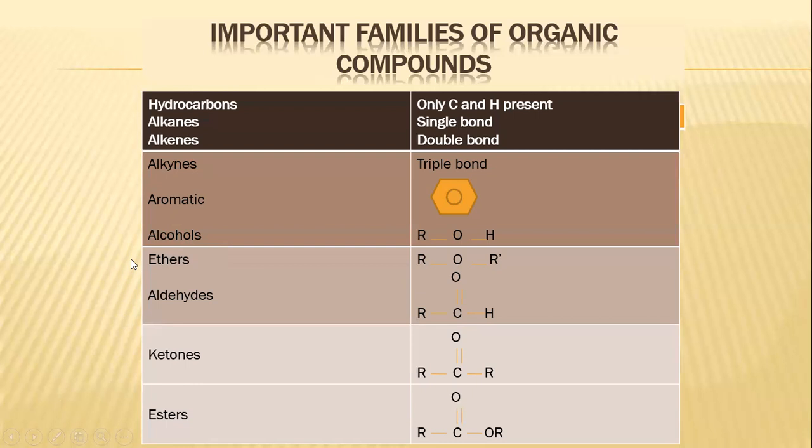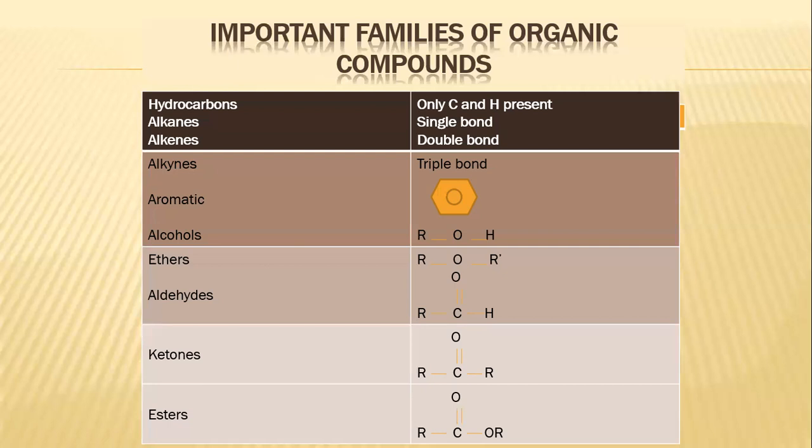Next, coming to the ethers, the next functional group. These aliphatic compounds may be saturated or unsaturated. If RO is present, then that functional group is ethers. So two alkyl groups bonded to a central oxygen, that is ether. We have different examples for these ethers: diethyl ether, methyl ethyl ether, dimethyl ether. These are the best solvents for organic compounds.